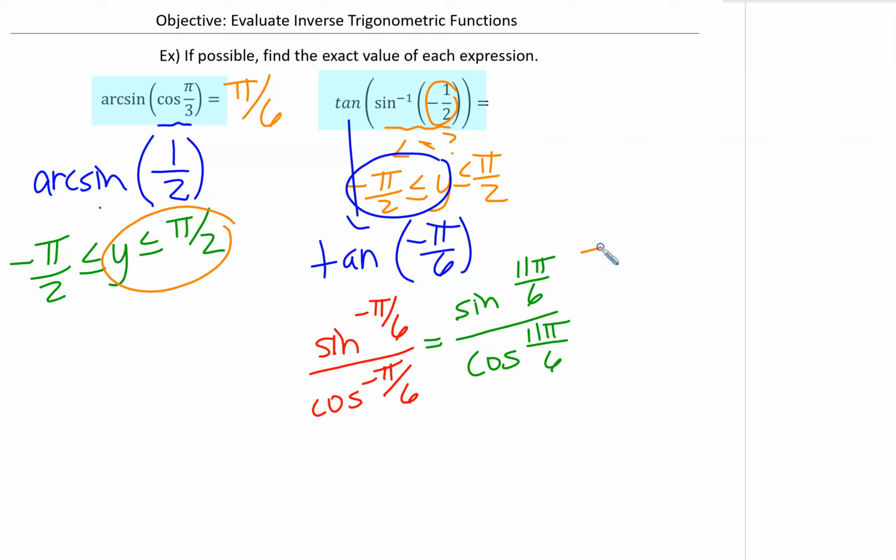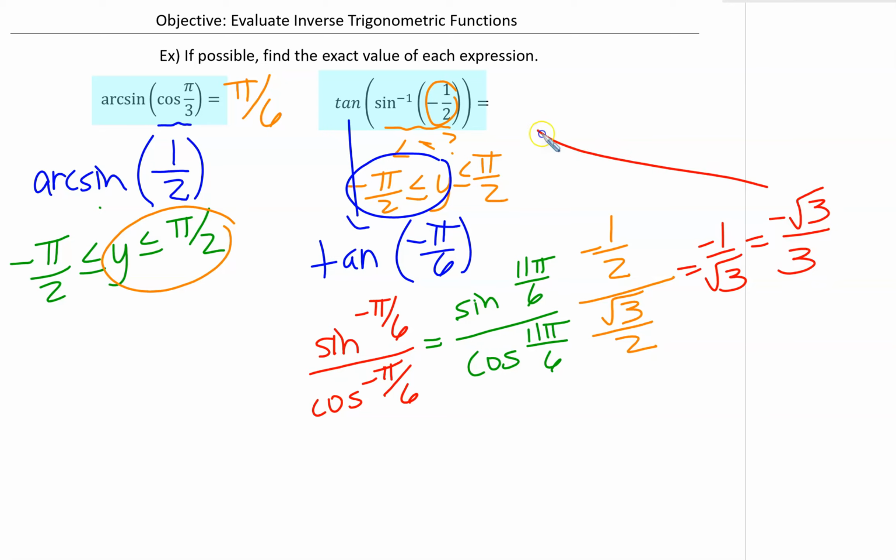Sine of 11 pi 6 is negative 1/2. Cosine of 11 pi 6 is positive root 3 over 2. This then reduces to negative 1 over root 3, which rationalizes to negative root 3 over 3. So that is what our expression is equal to.